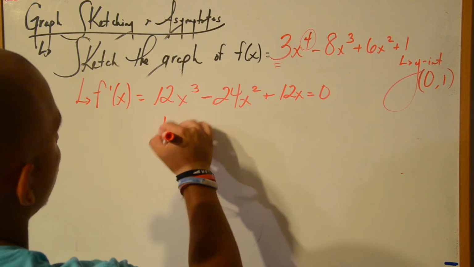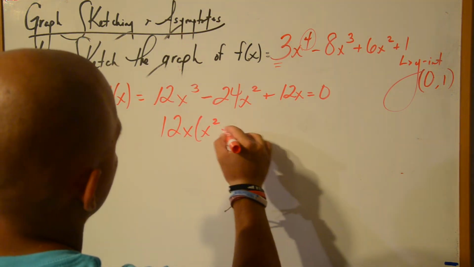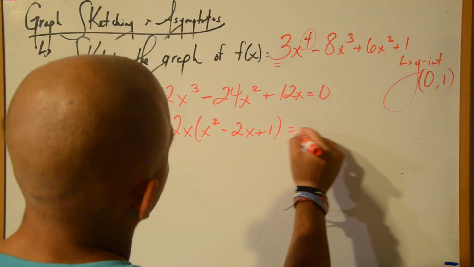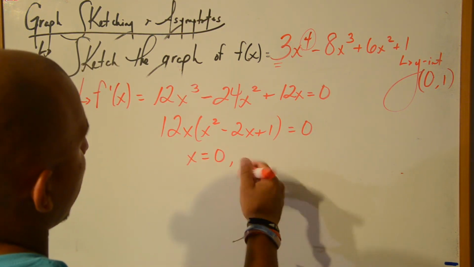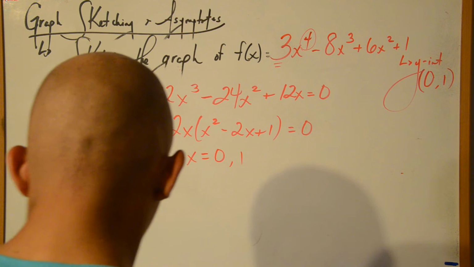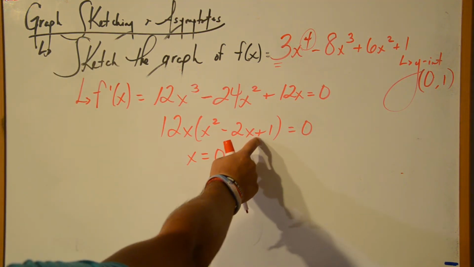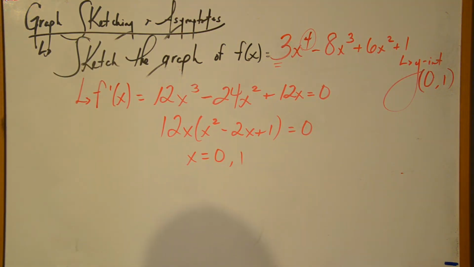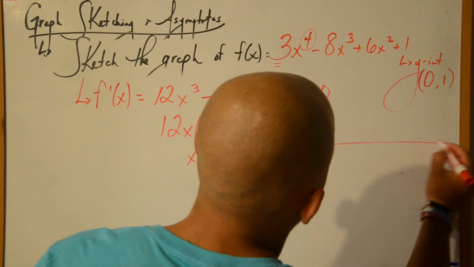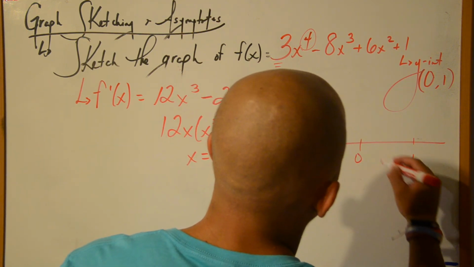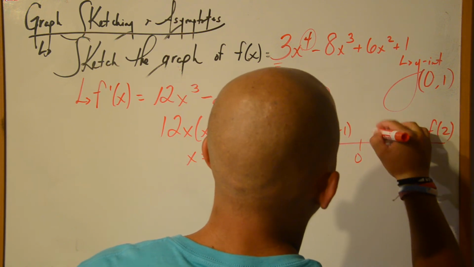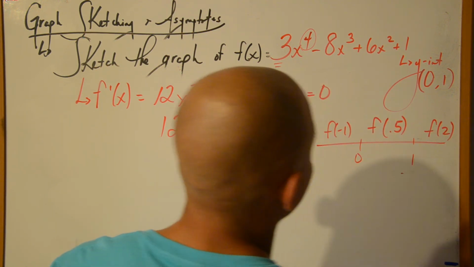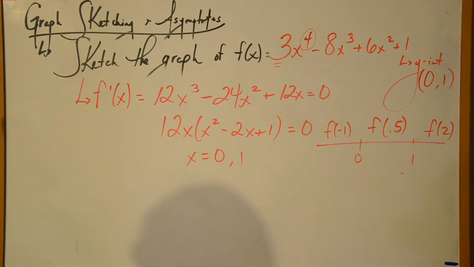I can factor out a 12 and get x squared minus 2x plus 1 equals 0. So my critical points will be at 0 and then 1. You can factor this as (x minus 1) squared. So if I were to check that, 0, 1, once again only focused on the sign of the output, not the actual value.